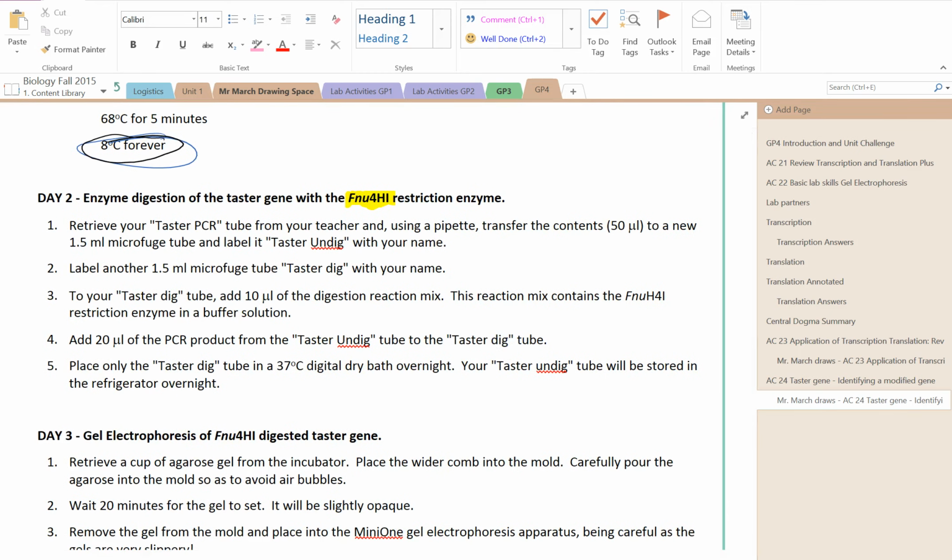So we're going to take the PCR tube from the machine. We're going to take 50 microliters, which should be your full volume. You should have added 50 microliters yesterday, so we're going to take all of it out. And we're going to add that to a new 1.5 mL tube, those are the big white clear tubes, and label it Taster Undig for undigested. All right, so that means we're not going to do a digest.